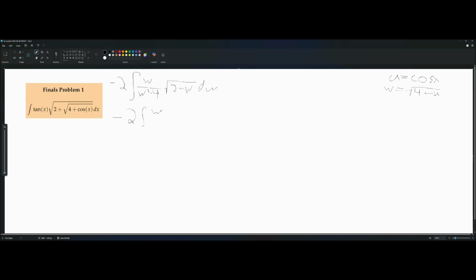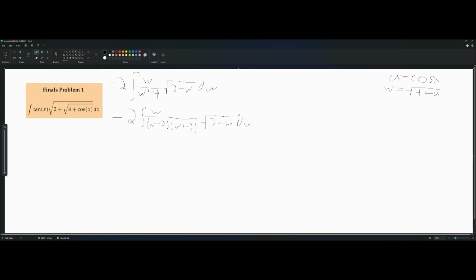And so now, just to make this next substitution easier, what we're going to do is rewrite this as w over, notice that this is the difference of two squares. So we're going to write w minus 2, w plus 2, times the integral of 2 plus w dw.